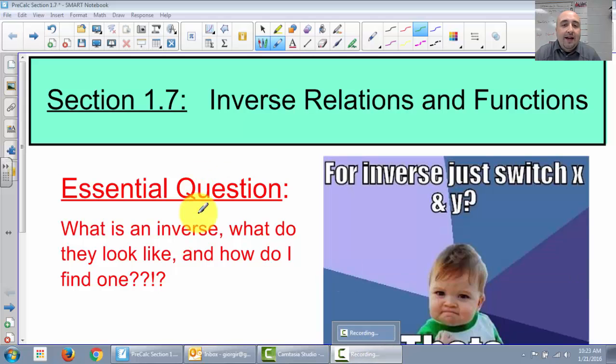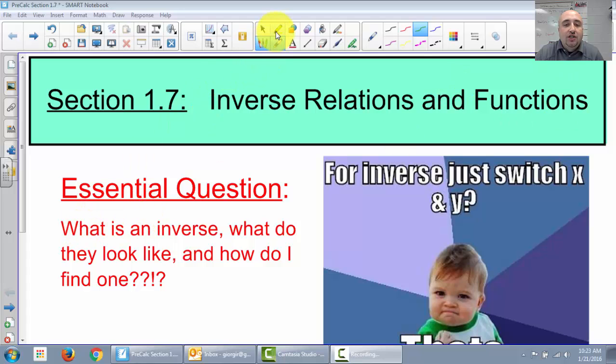All right, welcome finally to the last section of Chapter 1. This is Section 1.7. This was a long ride, but I believe you learned a lot of good stuff, especially stuff that'll help you with AP Calc. Section 1.7 is called Inverse Relations and Functions.